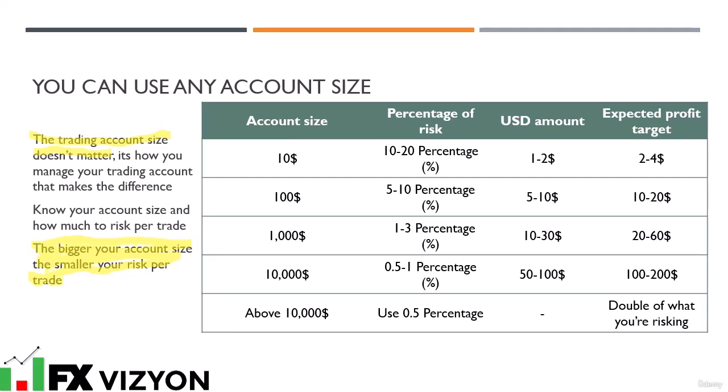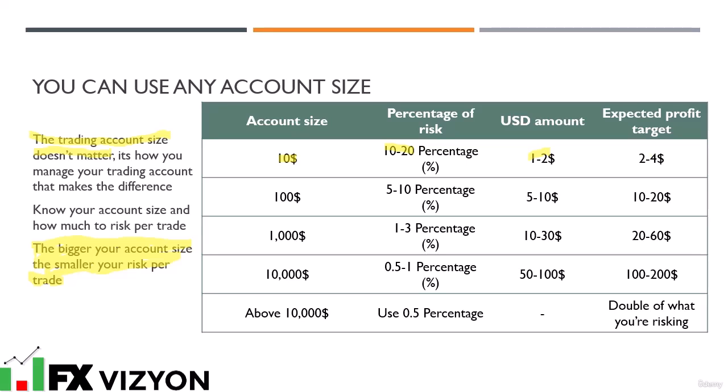Okay, there's a table here. Now, for those who have a $10 account, you can afford to risk 10 to 20% of your account. 10 to 20% of your account is just $1 to $2. 10% of a $10 account is about $1, and then 20% is about $2. So if you are risking 20% of $10, you are risking just $2, right? And if you are risking $2, your profit target should be $4. If you are risking $1, your profit target should be $2.